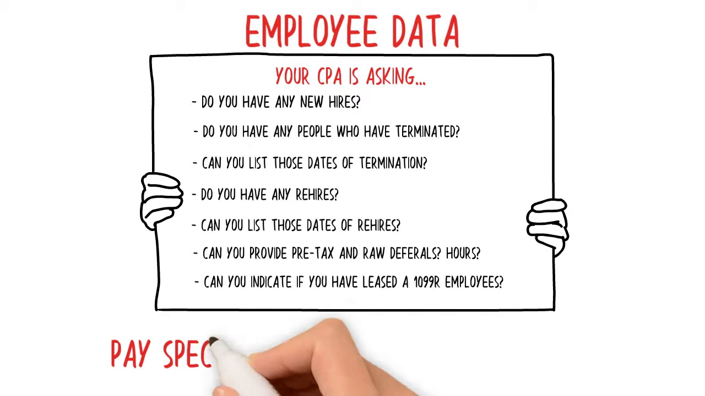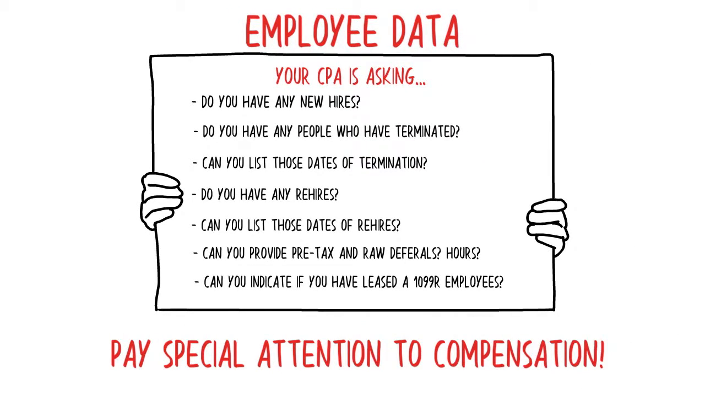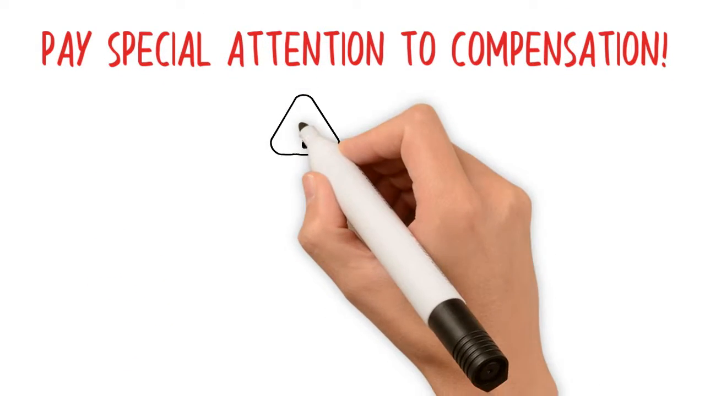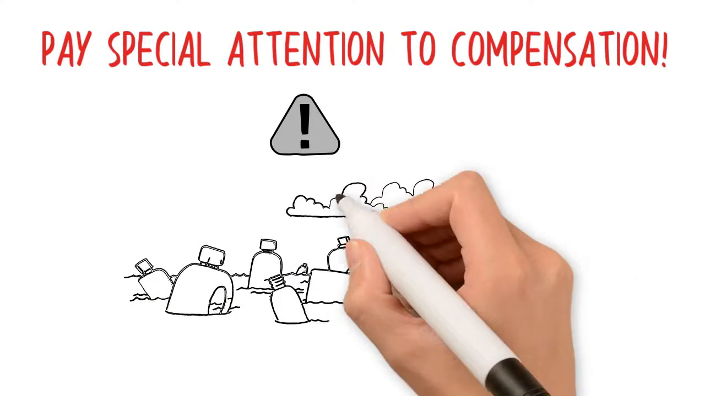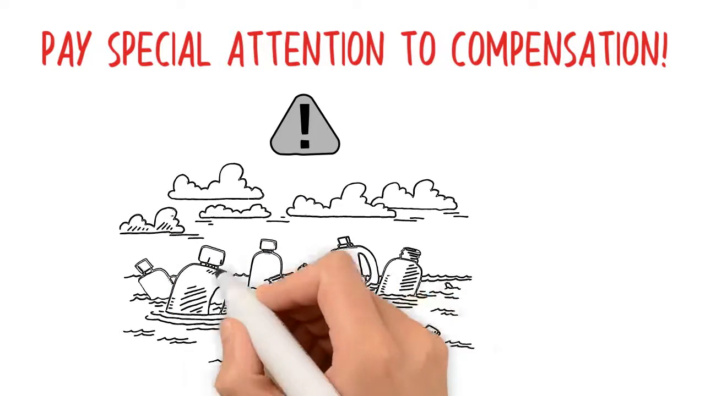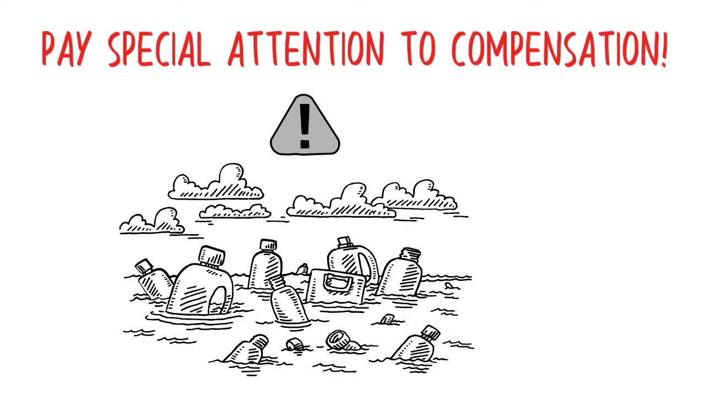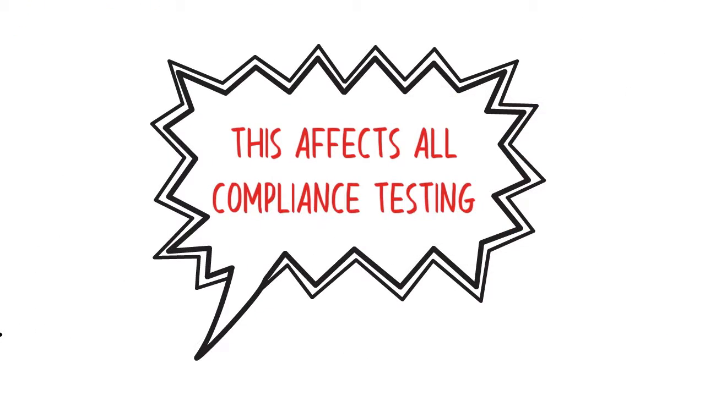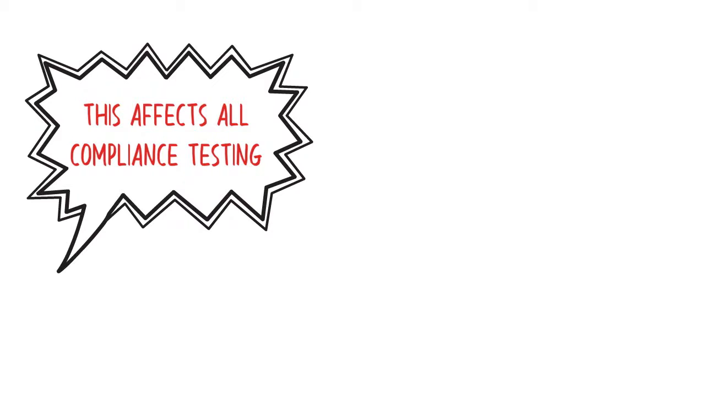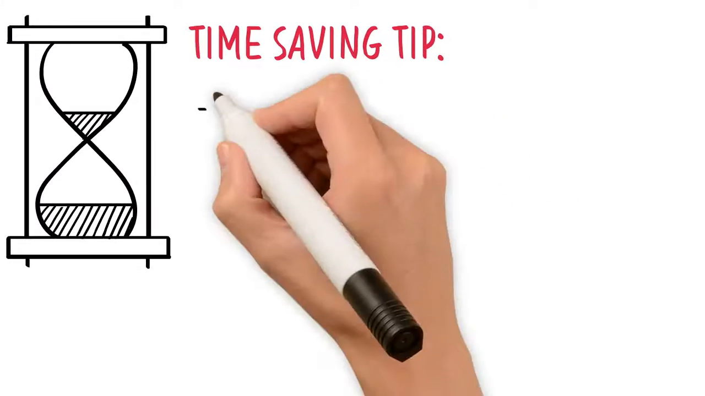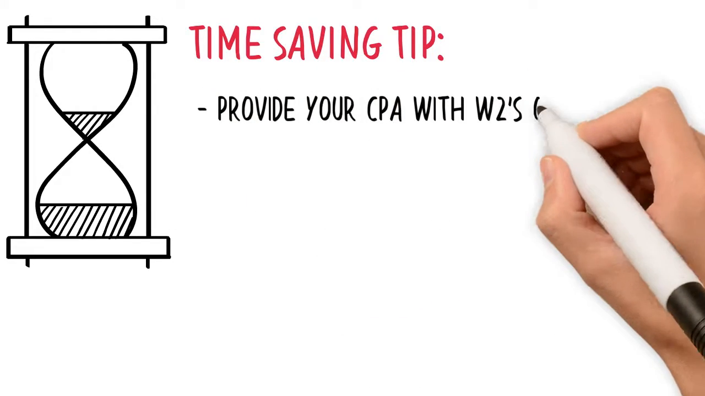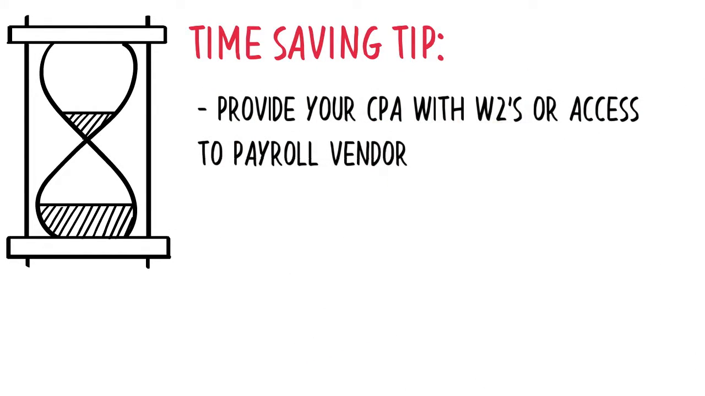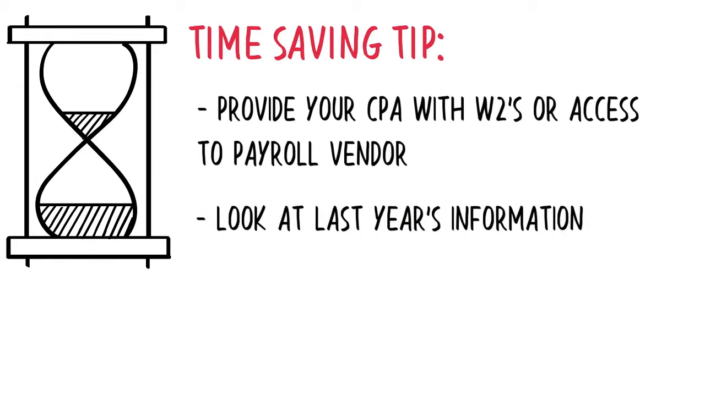I would also pay special attention to compensation. Why is this important? I would go back to the old adage, garbage in creates garbage out. This is critical information to keep your plan in compliance. It affects all of our testing. Correct data saves you time and frustration. My time-saving tip would be to provide your TPA with W-2s, maybe even give them access to your payroll vendor, and to even look at last year's information.